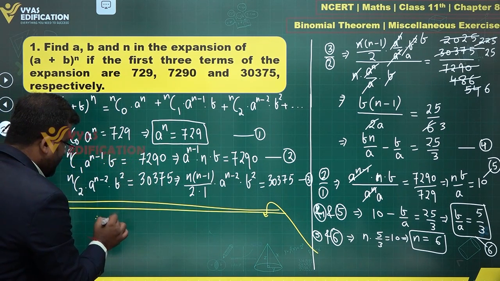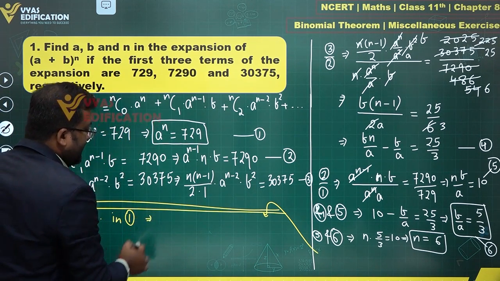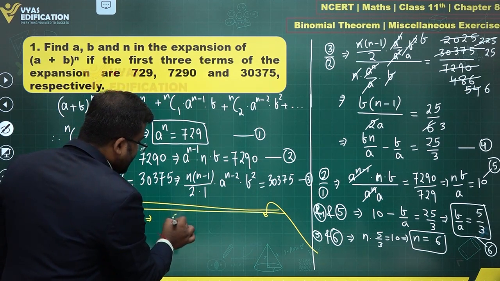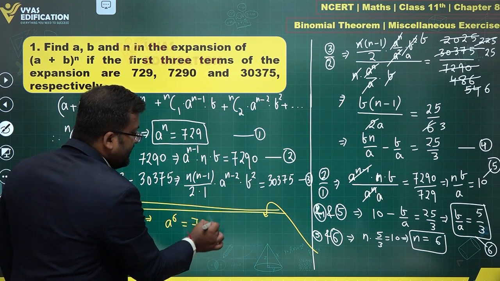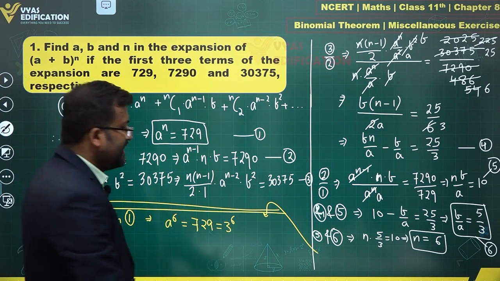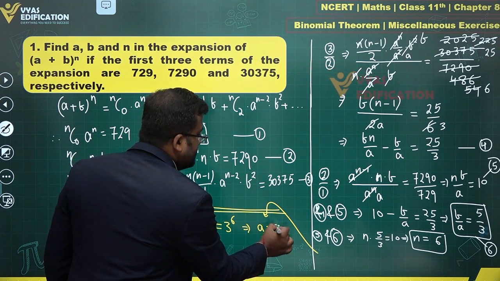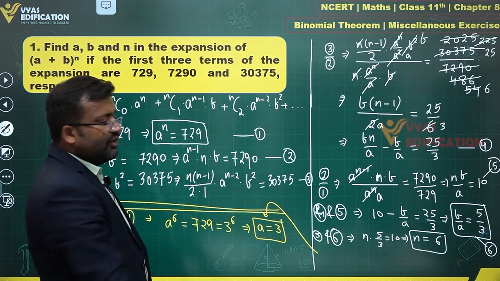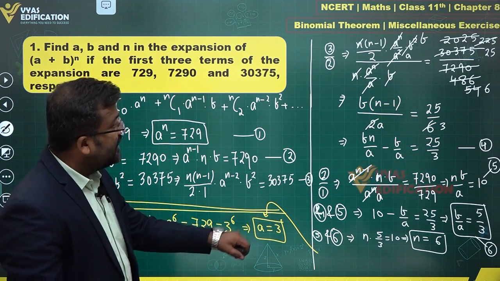Therefore, in equation 1, we get a power 6 is equal to 729, and 729 is 3 power 6. This gives me a equals 3. We obtained n equal to 6. On the basis of this, a is equal to 3.